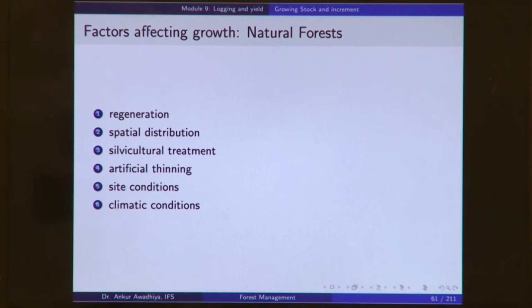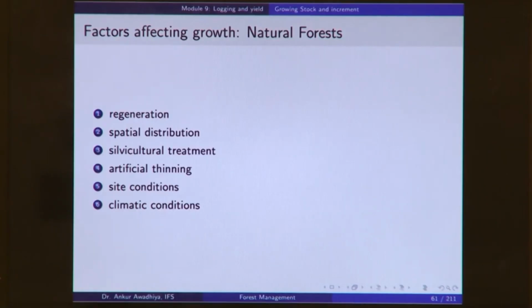Silvicultural treatment. If you are managing your forest properly, you will get a larger increment in growing stock. If you do not manage it properly, then probably your growing stock will not be optimum. Then, artificial thinning. Whenever we do thinning, the growing stock goes down, but the artificial thinning is done so that the plants that remain are able to put up the maximum increment that they are capable of.